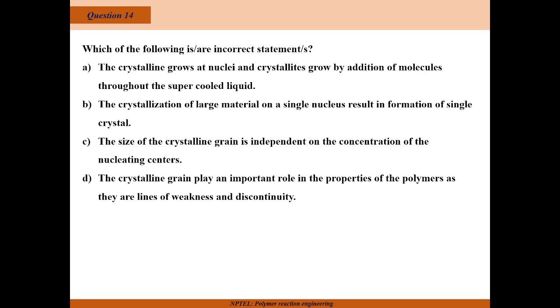The second one is the crystallization of a large material on a single nucleus results in the formation of a single crystal. Yes, definitely that is the case. If there are multiple nuclei, it will form multiple grain boundaries. It will have some crystalline property at a very small scale, but when we consider the bulk structure, it will basically form an amorphous nature where we have multiple orientations of the particles.